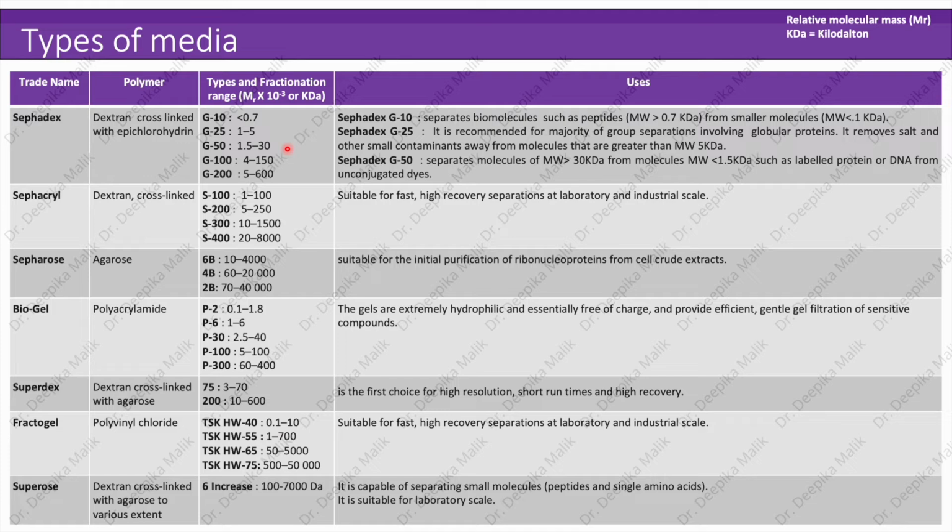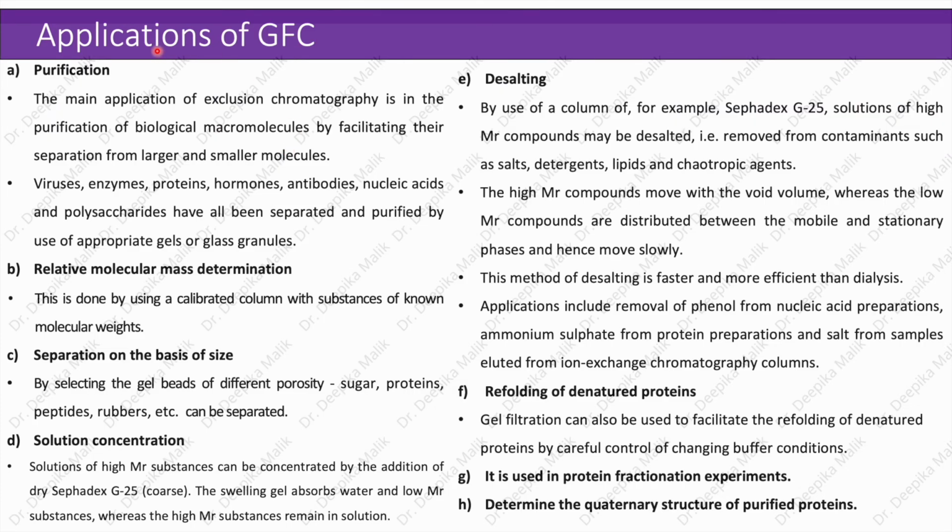Now let us see the applications of gel filtration chromatography. The first one is purification. The main application of exclusion chromatography is in the purification of biological macromolecules by facilitating their separation from larger and smaller molecules. Viruses, enzymes, proteins, hormones, antibodies, nucleic acids and polysaccharides have all been separated and purified by use of appropriate gels or glass granules.